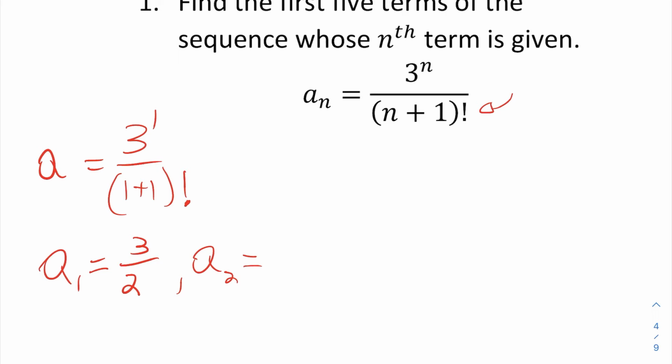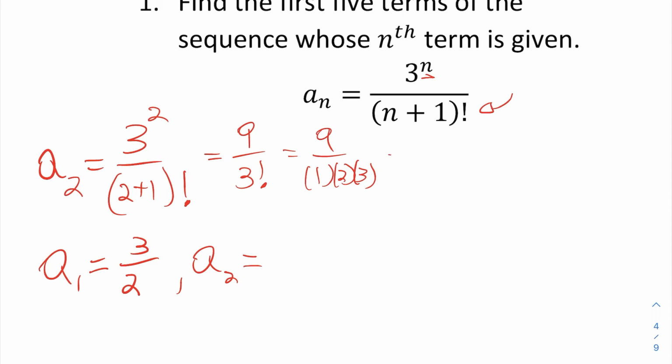Not too bad. Now, to find the second term, A2, we're replacing those with 2's. So A2 is equal to 2 squared, because n is 2, divided by 2 plus 1 factorial. So that's 2 squared is 4, and 4 over 2 plus 1 factorial is 4 over 3 factorial. And 3 factorial is 1 times 2 times 3, which is 6. And 4 over 6 reduces to 2 over 3. So the second term is 2 over 3.